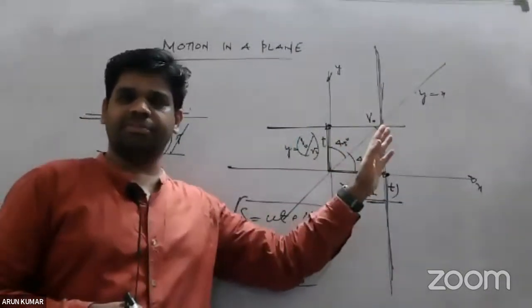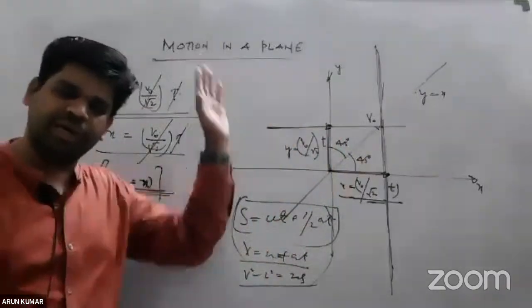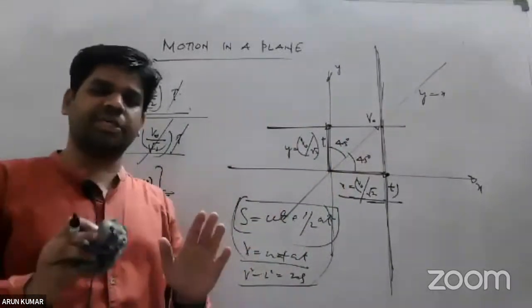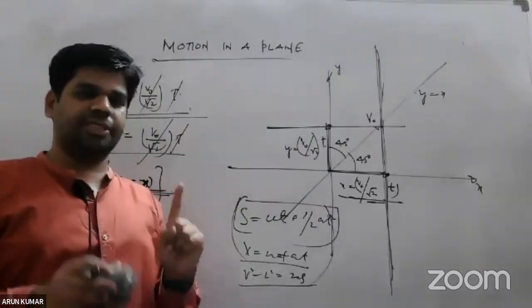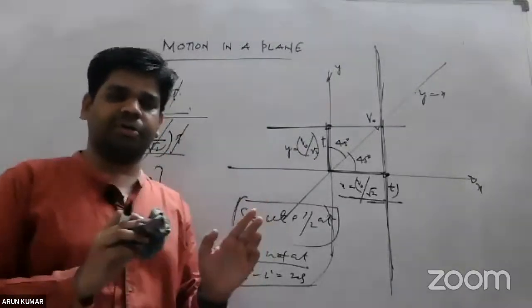We will explore these 3 motions. But we are first doing parabolic motion. I gave the name parabolic, but I didn't derive parabolic. I'm just telling you. I'll derive why it is called a parabola.